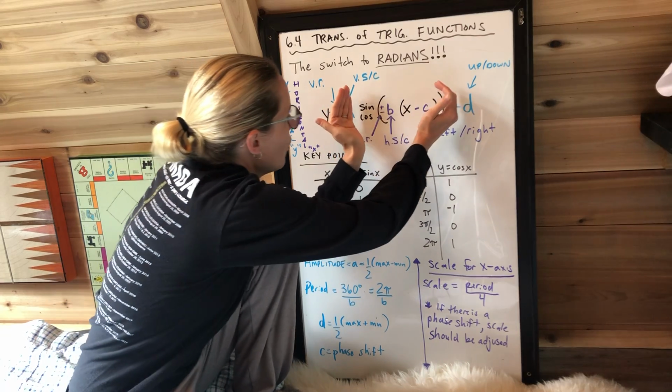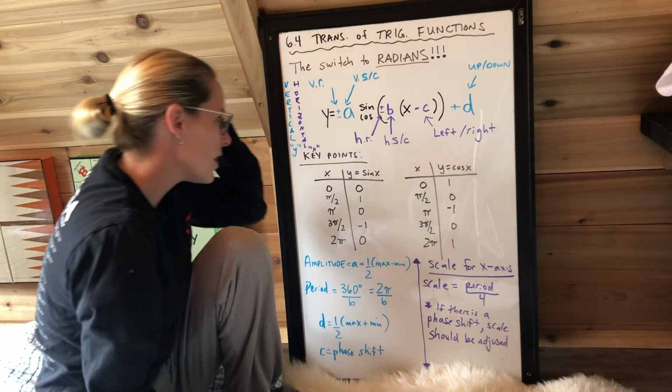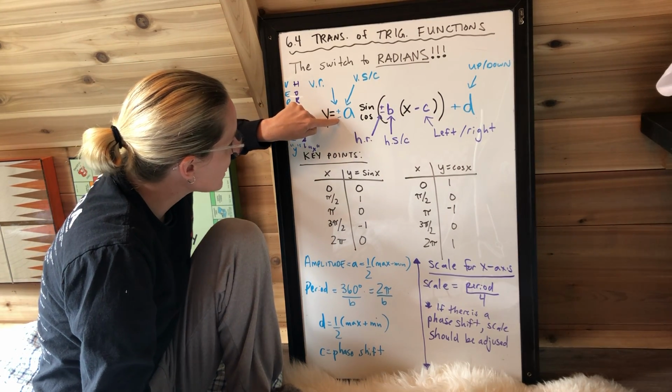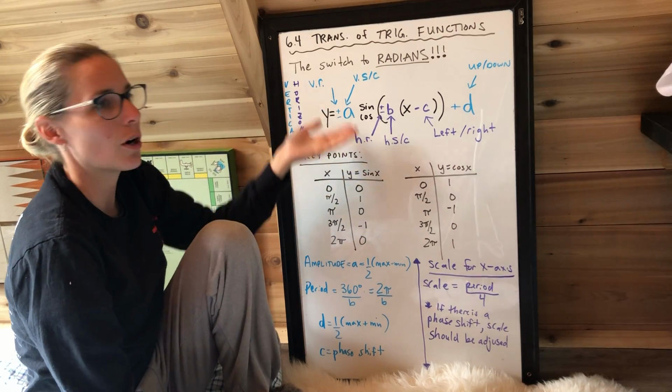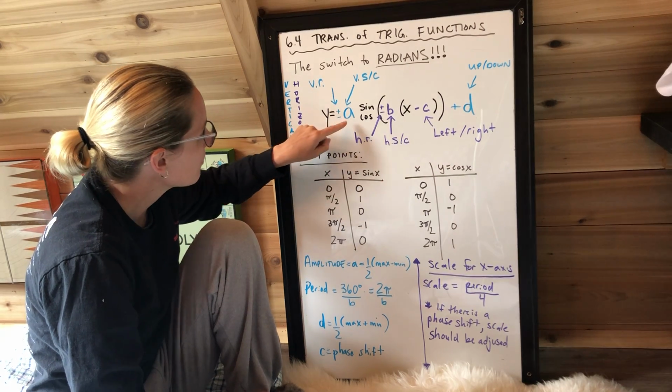So you're not within sine x here. The purple would be considered inside. So outside the function, 3 different things can happen vertically. One, you could see a negative, which would be a vertical reflection. Okay, a vertical reflection means you are flipping over the x-axis. Okay, you're changing your y values.